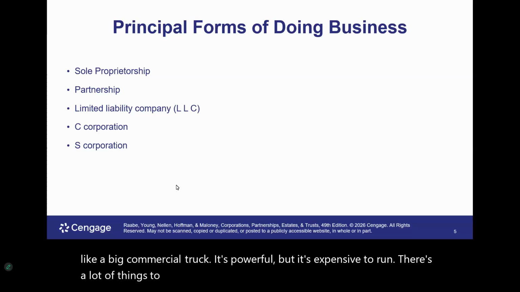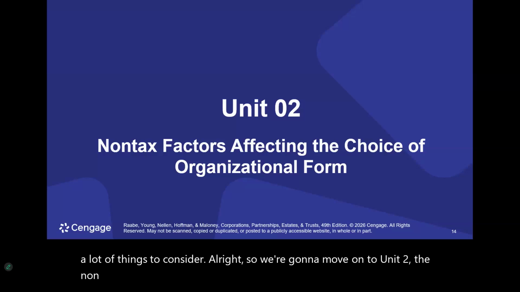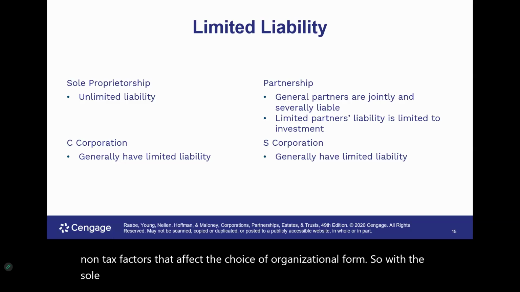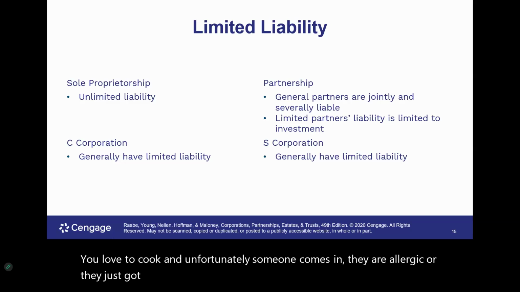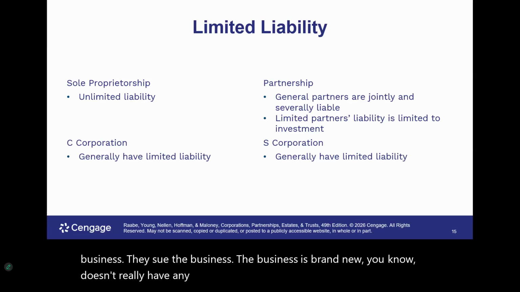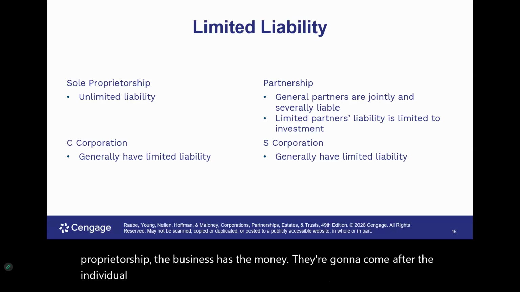All right. So we're going to move on to unit 2, the non-tax factors that affect the choice of organizational form. So with the sole proprietorship, again, unlimited liability. Let's say you start a restaurant, you love to cook, and unfortunately, someone comes in, they are allergic, or they just got sick from the food, and they decide, hey, I am going to sue your business. The business is brand new, doesn't really have any money. Unfortunately, the owner of the sole proprietorship, the business has no money, they're going to come after the individual personally for their assets.